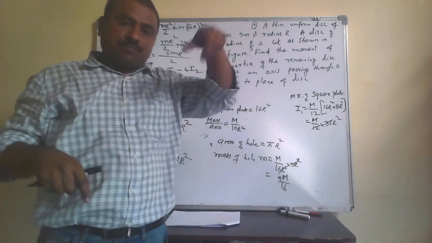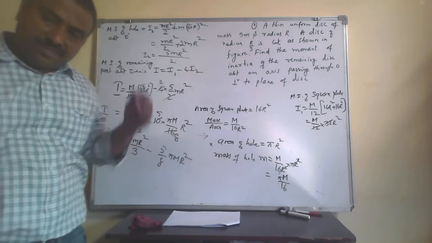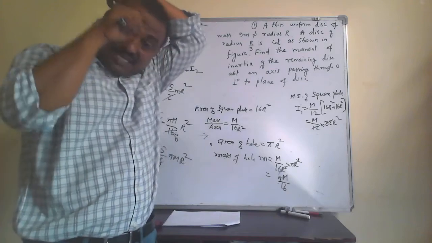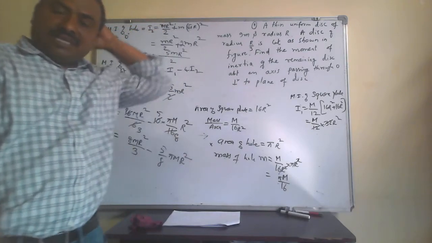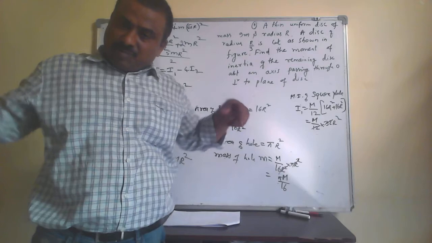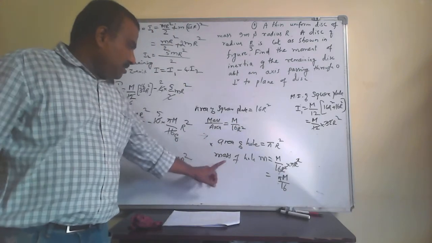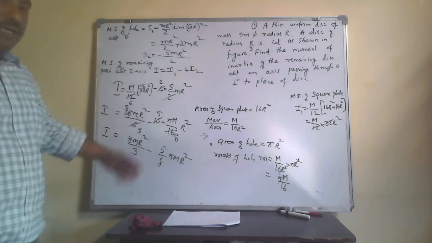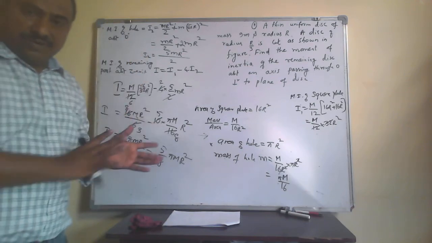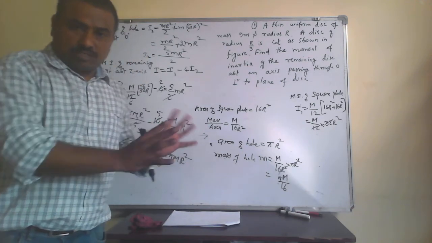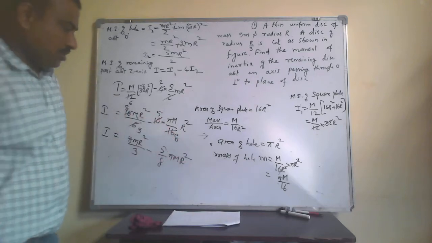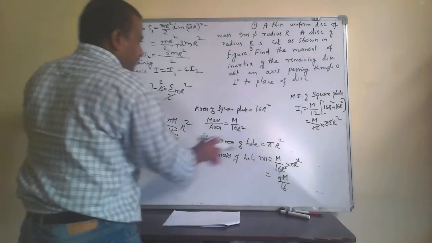But small m, the mass of the hole, and the mass of the square are two different things. That's why I first calculated the mass per unit area for the square. Then I calculated the area of the hole and multiplied by that mass density to get the mass of the hole. Then I substitute and solve the problem. You can listen to my talk and solve this problem. So easy. Now I go for the next one.